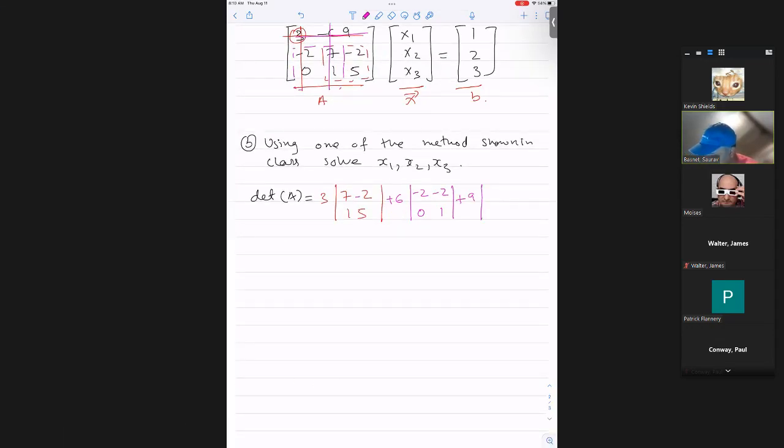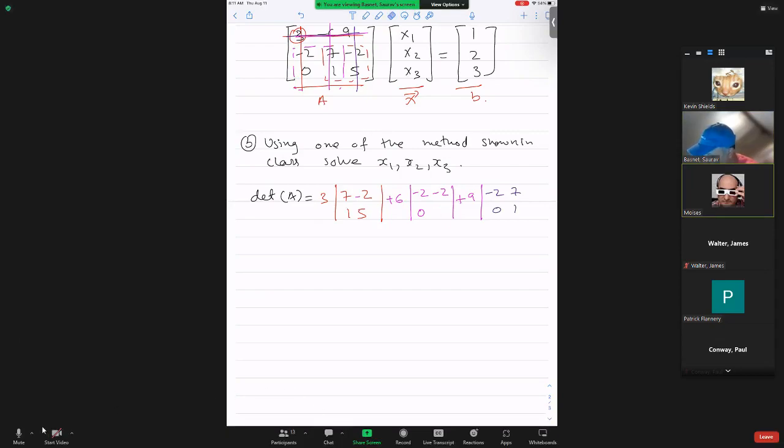With this column and this row crossed out, it will be minus 2, 7, 0, 1. You put minus 2 twice, I think. No, that's right, because he crossed out the middle row. Oh, I see. Never mind. Okay, thank you guys.